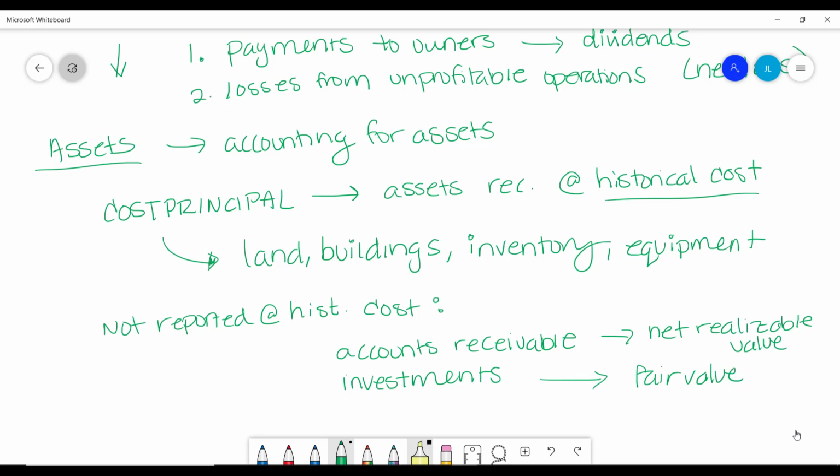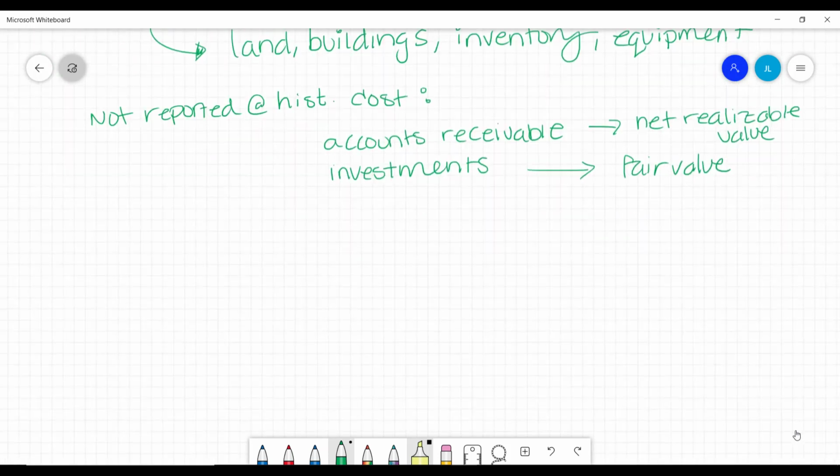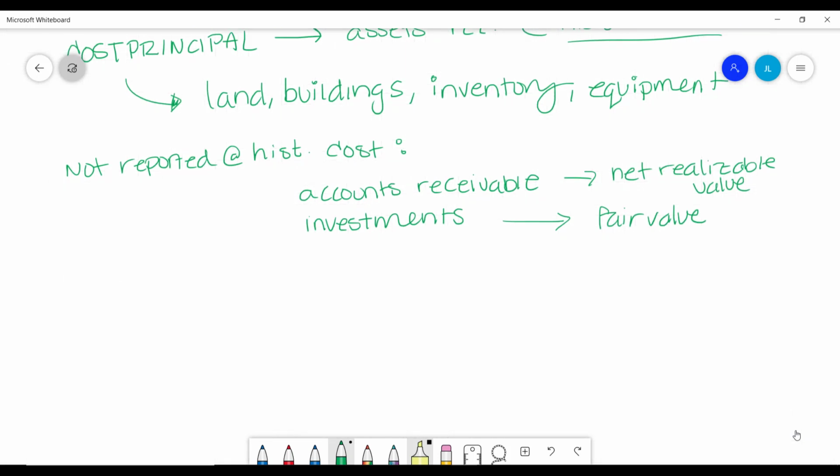Okay, so that is the cost principle. That's the basic idea behind the cost principle, and that's what we need to keep in mind when we are accounting for assets through journal entries and when those asset balances go onto the balance sheet. That's the cost principle. The other principle is the going concern assumption.